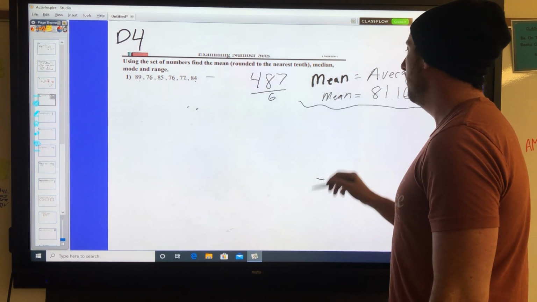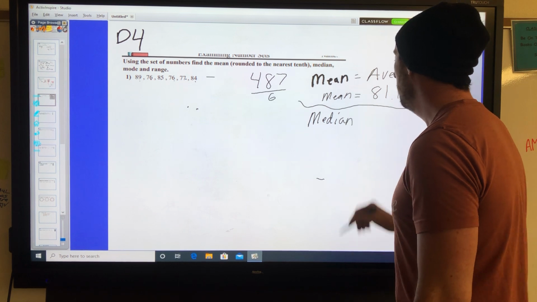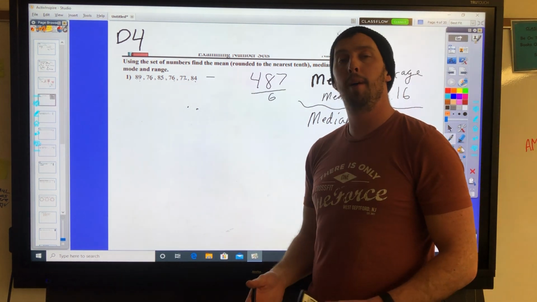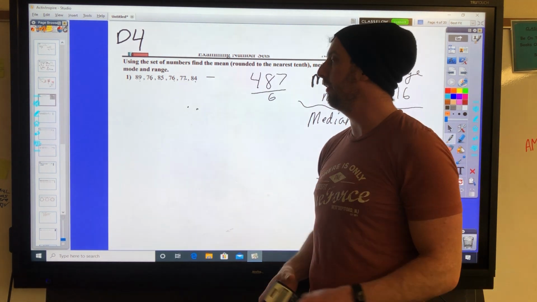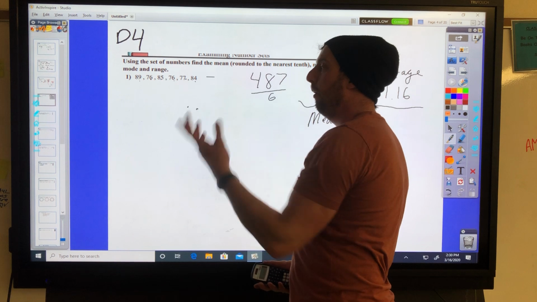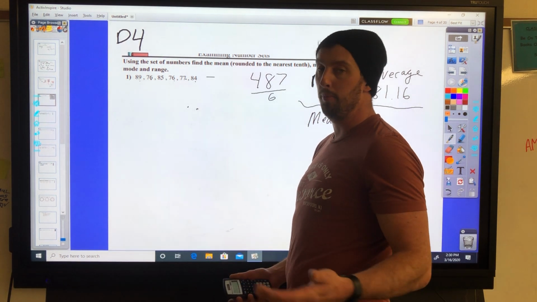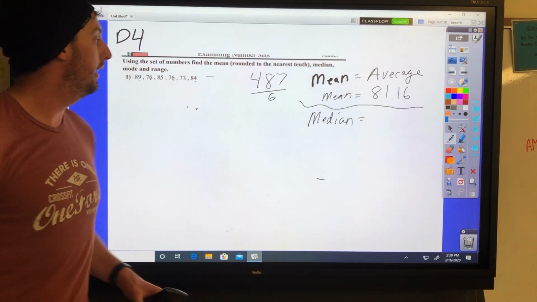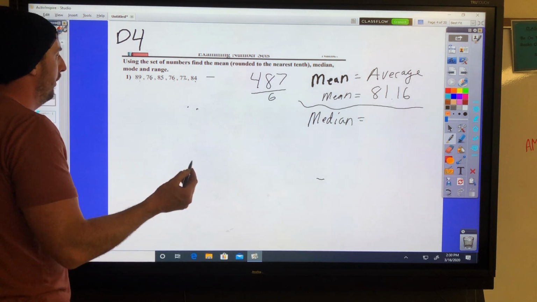The next one is the median. The median is kind of weird in that you have to line them up from smallest. I'm going to use the quiz grades as an example. Line them up from the smallest amount to the largest amount. So if I'm doing the median, I have to figure out which one's the smallest. So I'm going to start there.